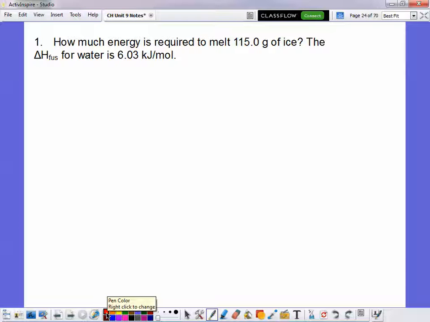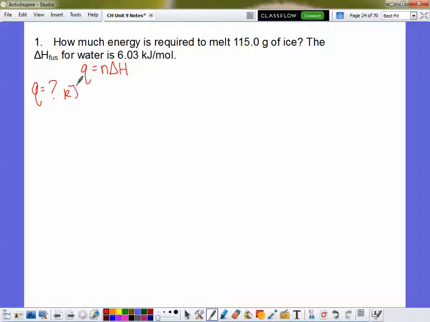All right, how much energy is required to melt 115.0 grams of ice? And I've given you the delta H fusion for water is 6.03 kilojoules per mole. So we're using Q equals n delta H. Q is our unknown. That's going to be in kilojoules because delta H is in kilojoules per mole.